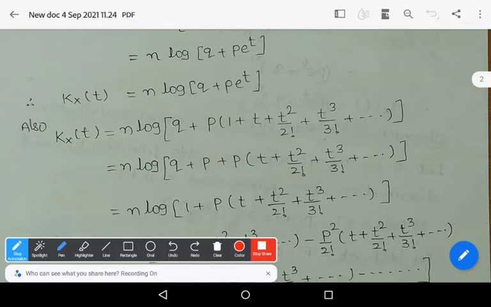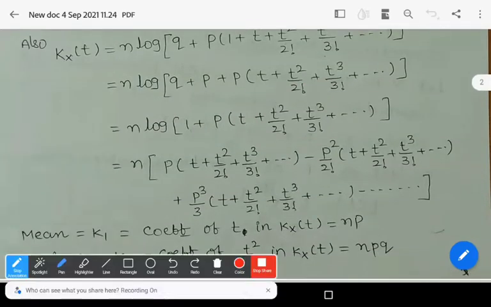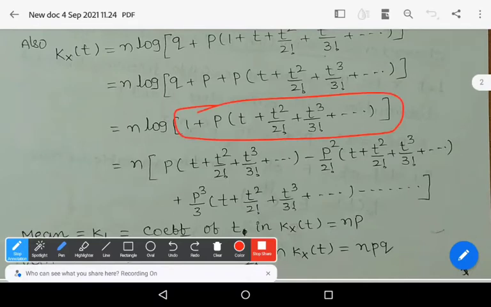Now we know that from the binomial distribution, p + q = 1. By using that fact, this can be written as 1. So n log(1 + p(t + t^2/2! + t^3/3! + ...)). Now you observe that this is nothing but the log(1 + x) formula.